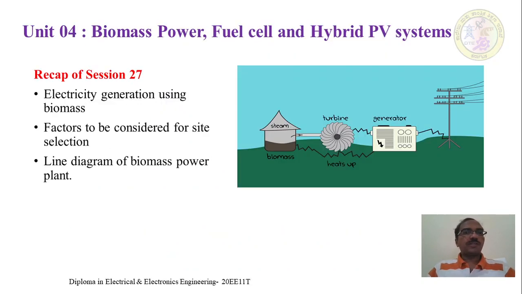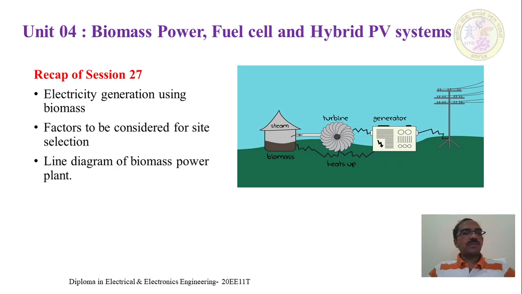Before we proceed with session number 28, let us have a recap on session number 27. We learned about biogas, and how biomass can be used to produce electricity in the previous session. So we have seen different methods of energy conversion, either burning, incineration, or fermentation, which we have seen in the previous classes.